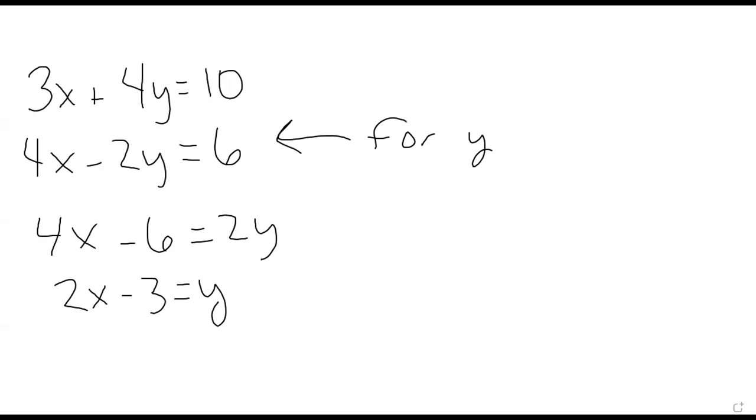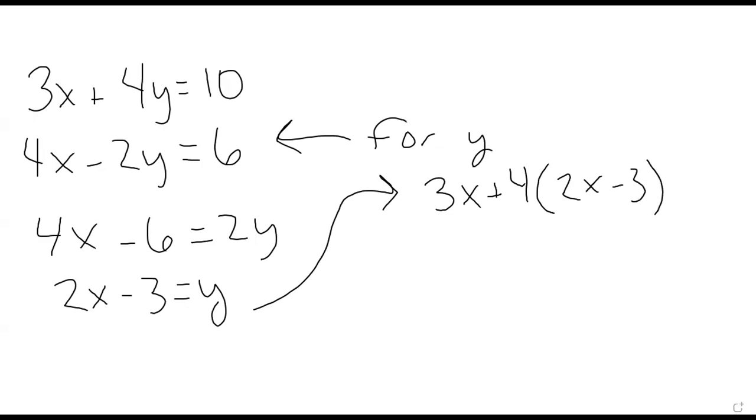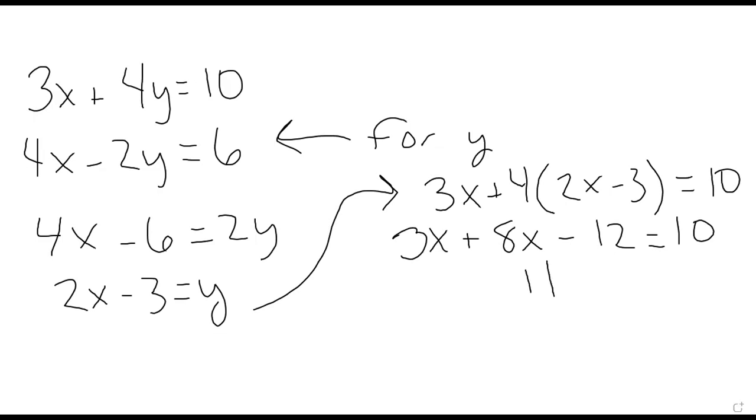Now we go back and use this other equation to plug that in. So now we go up here and say, cool, 3x plus 4, and remember this is y now, so 4 times 2x minus 3 equals 10. Now we use basic algebra to solve for x. So we know that 3x plus 8x minus 12 equals 10, which is going to tell us that 11x equals 22. So x has to equal 2. So there's one of our solutions.